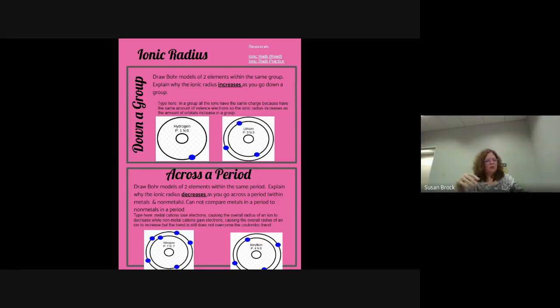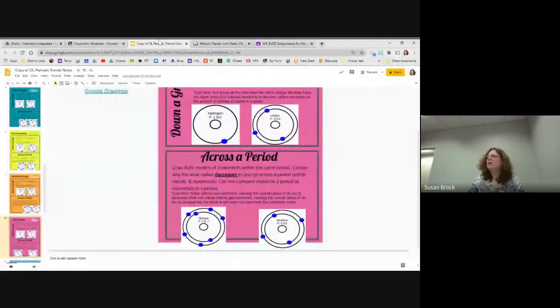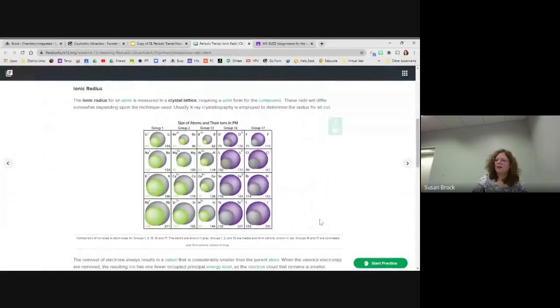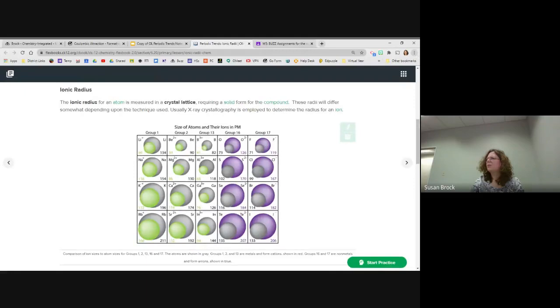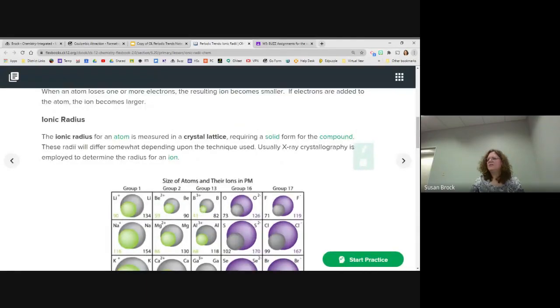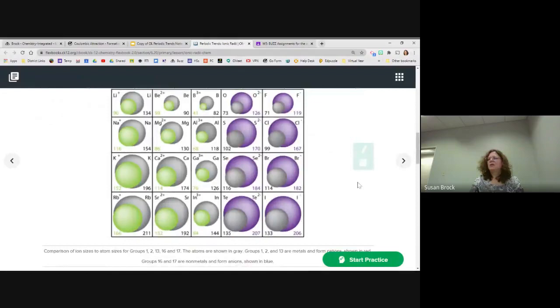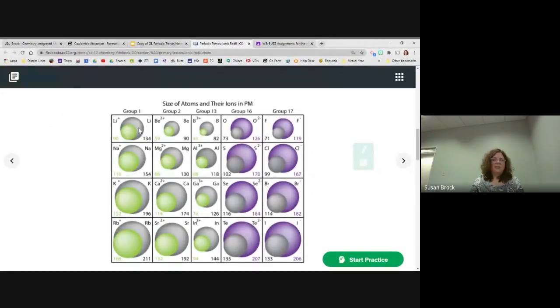Okay, I'm going to show you a little. All right, so these are ions. Let me blow them up a little bit here so you can see them. So the gray is the neutral atom, and then the colored ones are the ions. So you see the metals, which are all these green ones, are getting smaller. And then these over here are non-metals. They're the purple ones, and they're getting bigger.